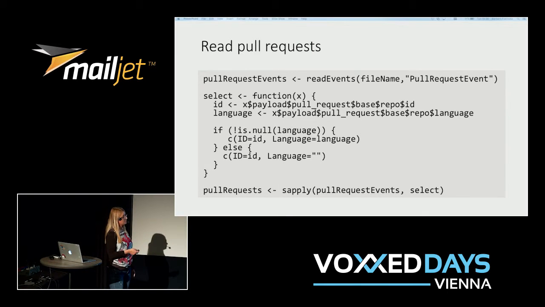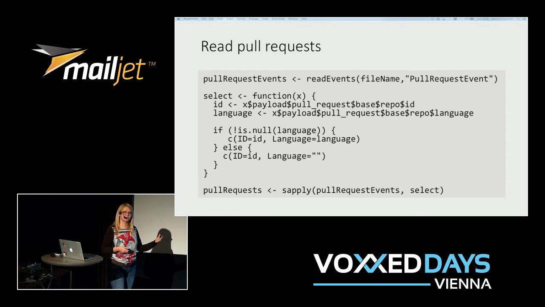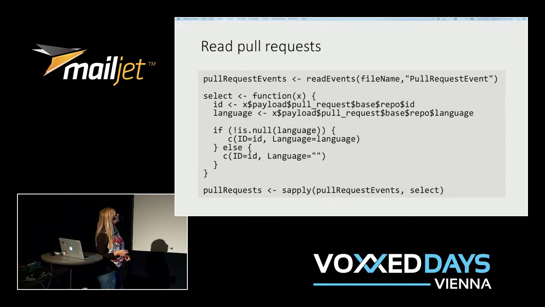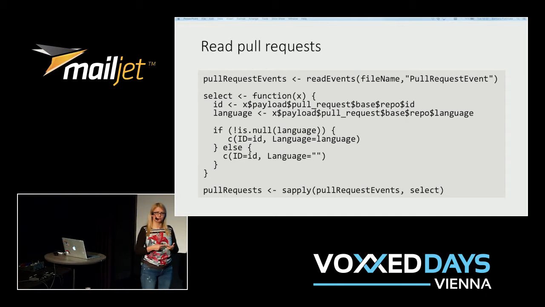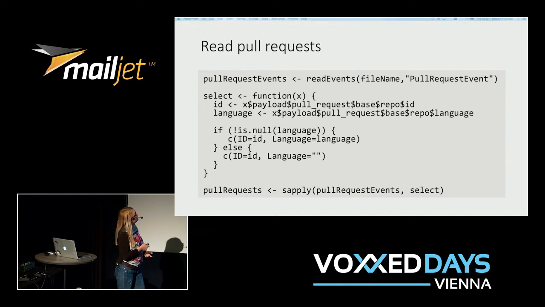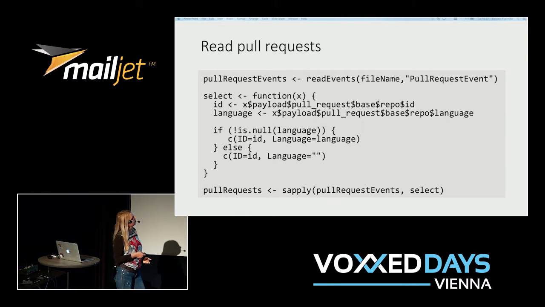So I'm reading my events. I'm putting pull requests event because that's the name of the type. And I have some file name already done. What I need to do is take an ID of my repository and the language of my repository. So you can imagine how nested this structure is. And this is the ID of my repository, and this is the language of my repository.